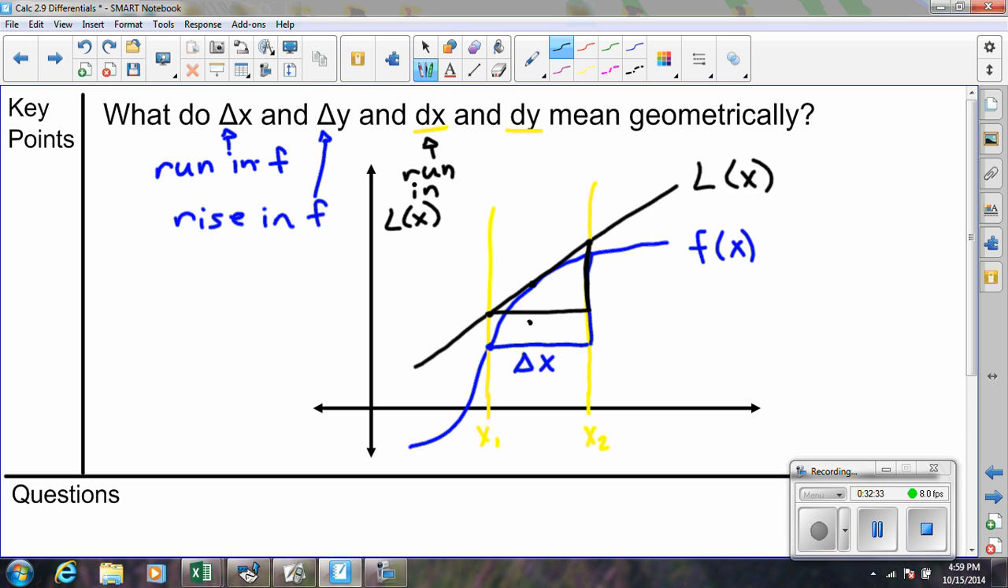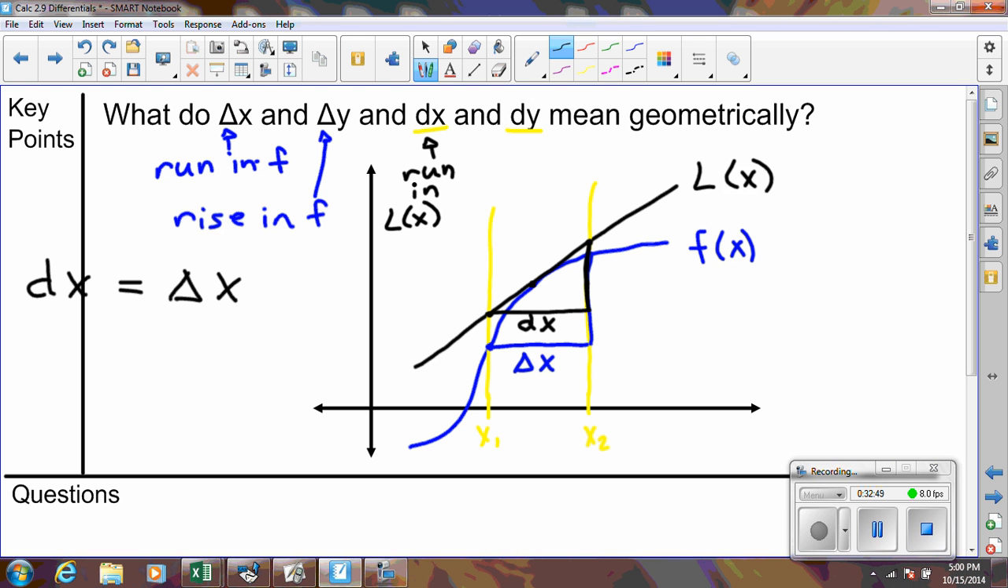You'll probably notice that's the exact same thing. There is absolutely no difference. dx is actually the exact same thing as delta x because the run between them is x2 minus x1. It doesn't matter which function we're looking at. The original function in blue or its linearization in black, they are actually the same piece.